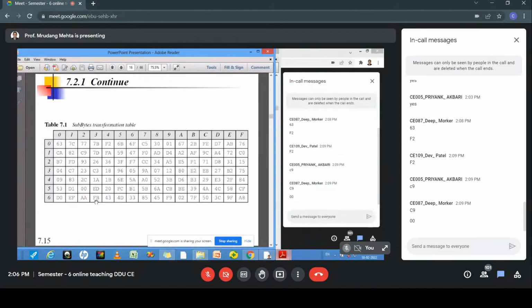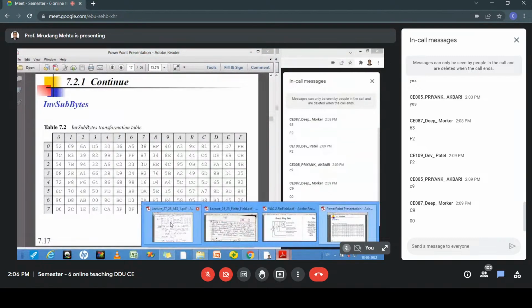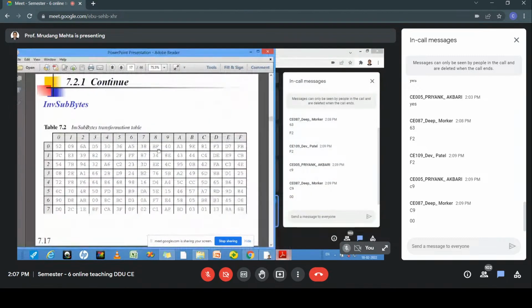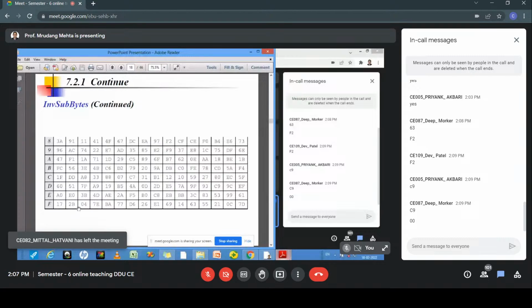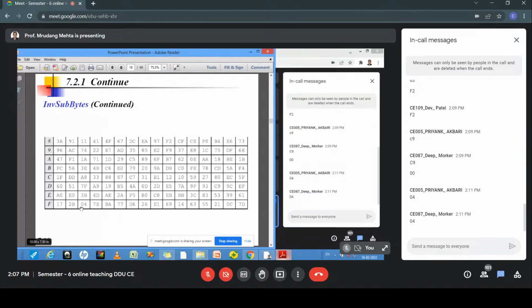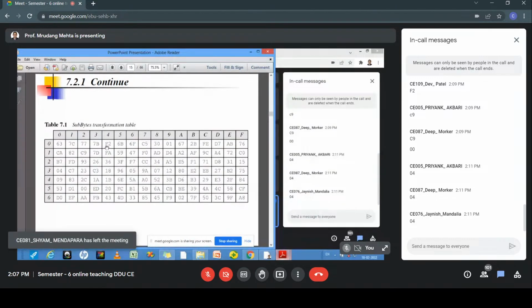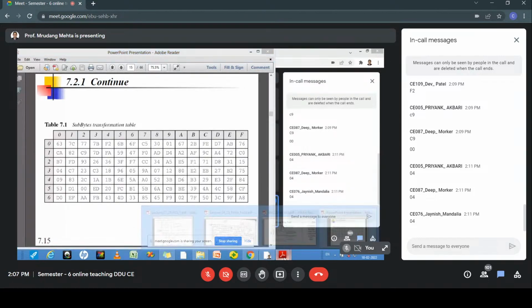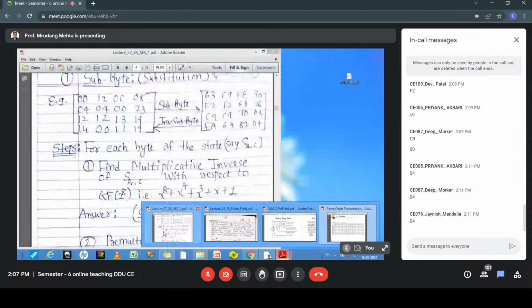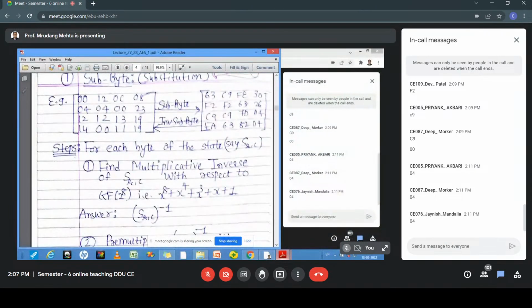Similarly, if you look at this value F2, what is the value of F2? F and 2, what is the value? 04, and it was that 04 is F2. Can you see? So it is inverse. This table is also mathematically prepared. It is not a random table, but a fixed table which follows some mathematics. So the first step is substitute byte.